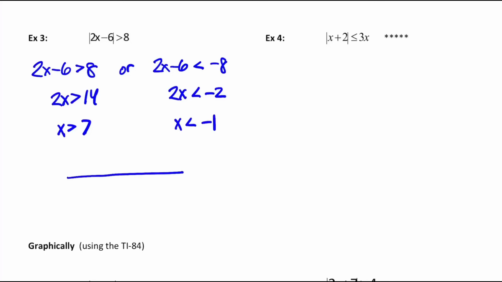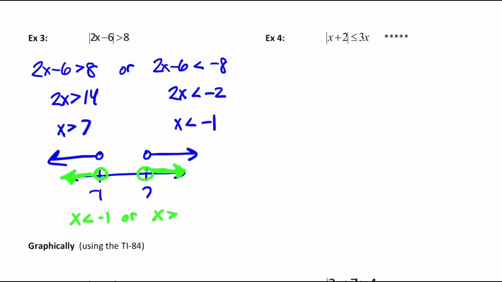What does it look like on the number line? Negative 1 over here, 7 there. X is greater than 7. X is less than negative 1. What is the solution? Well, it's both of those pieces. Open circle shaded to the left from negative 1. Open circle shaded to the right from 7. X is less than negative 1, or x is greater than 7.